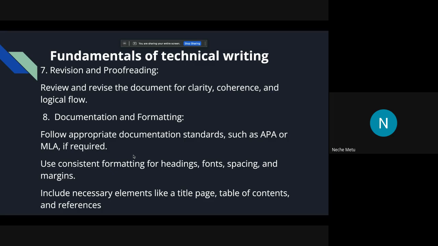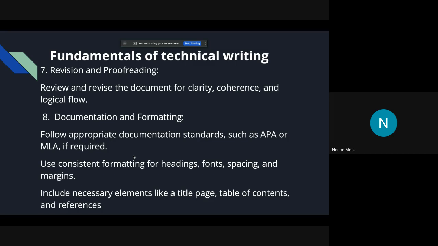So we are also looking at documentation and formatting. We have to follow appropriate documentation standards such as APA or MLA if required. And APA 6, I think, for projects, APA 6 is the recommended. You have to use consistent formatting for headings, fonts, spaces, and margins.